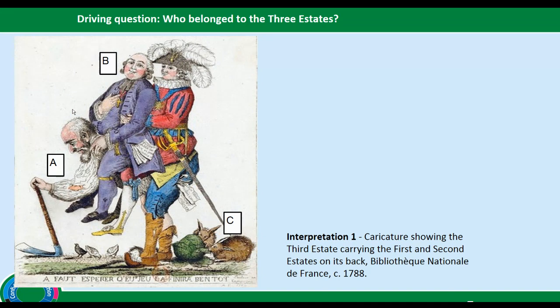Interpretation 1 is a caricature showing the third estate carrying the first and second estates on its back. It refers to the burden of tax that the poorest people in France were forced to carry. Your next questions refer to this diagram. Do not answer the last question yet. Instructions for this are on the next slide. Pause the presentation while you complete these tasks.